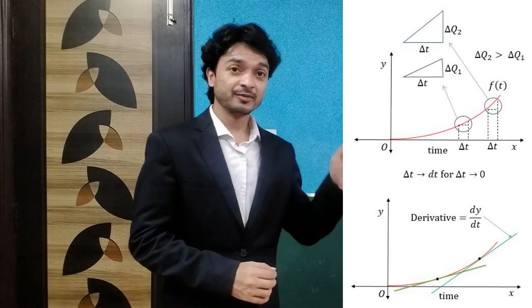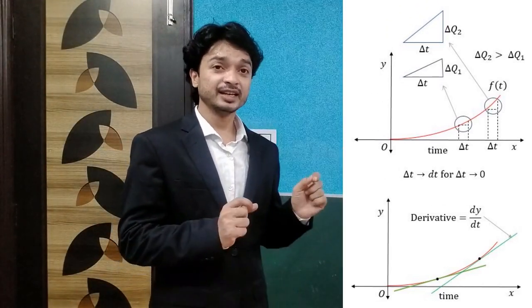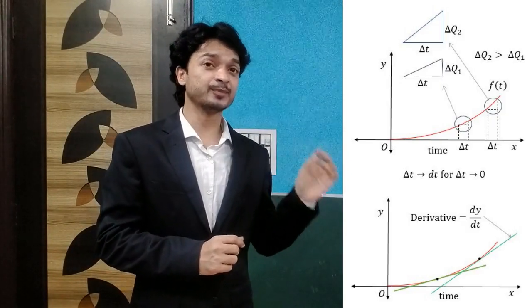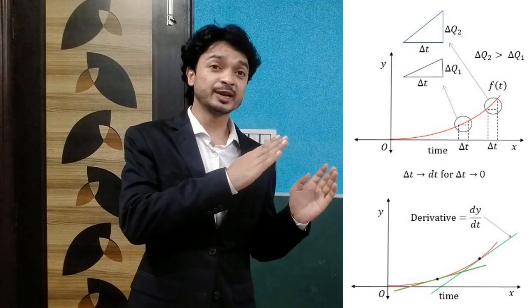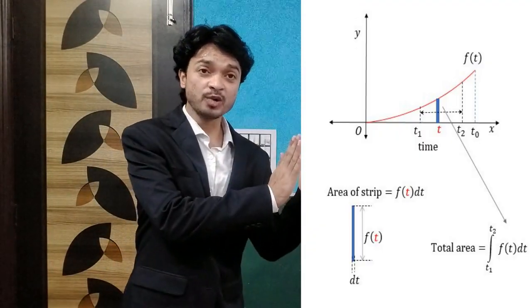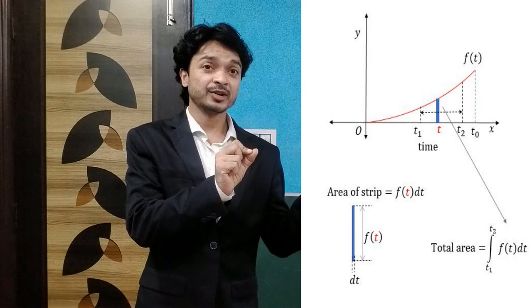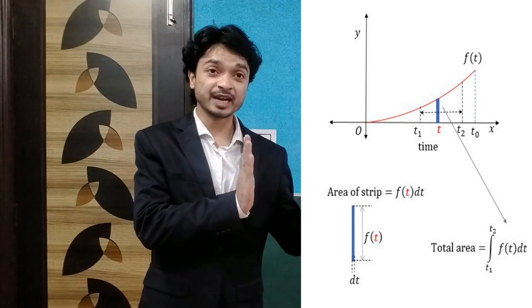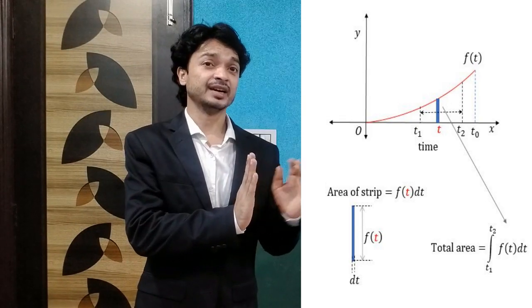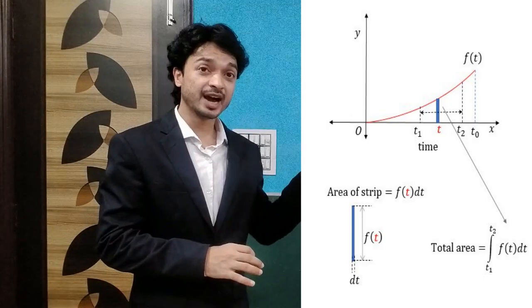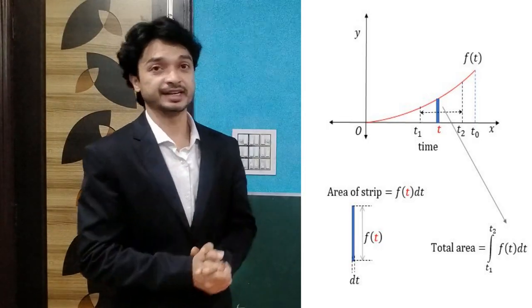As you have seen here, we have drawn a function, and you can see the slope of that function while delta t is approaching 0. That rate of change becomes the slope of the graph. While in integration, we first took the small strip, and then we found the area of that small strip, and then we calculated over the time interval t1 to t2. That gives the area from t1 to t2 of that graph.